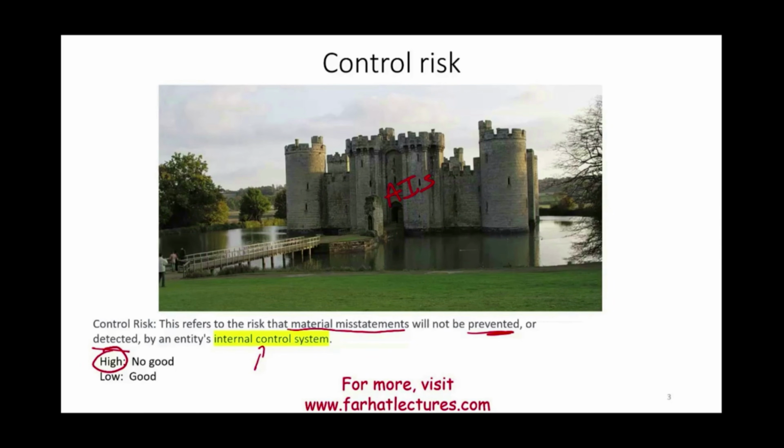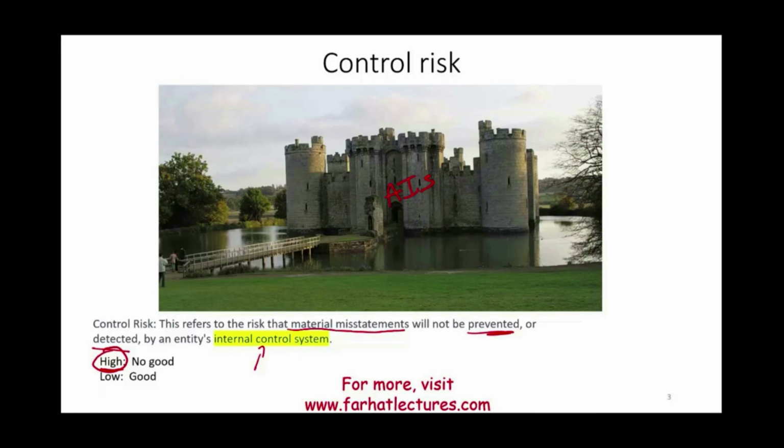It means those walls can be easily penetrated. Errors and fraud could get into your accounting information system. If we say control risk is high, it means your system is not working properly. Your policies and procedures are not working properly to prevent those errors.